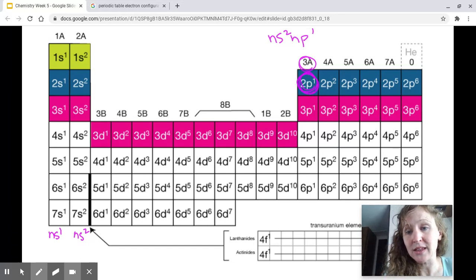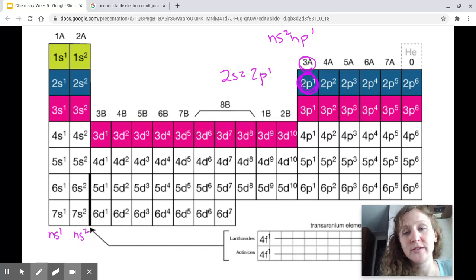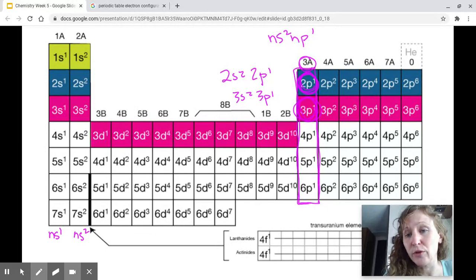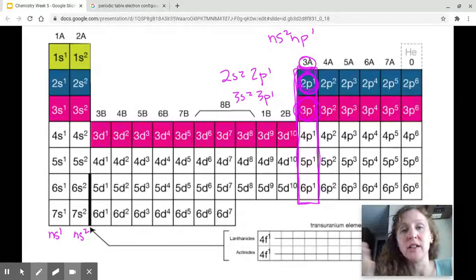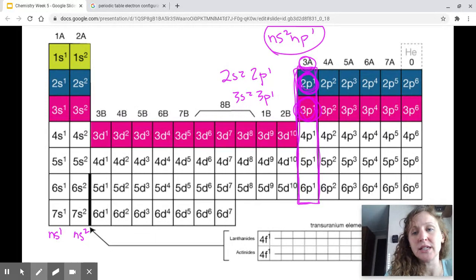If we're representing this element right here, which is boron, we would write 2s2, 2p1, right? If we're going to represent this element right here, which is aluminum, its valence shell would be 3s2, 3p1. So because the energy level changes for every element within the family, instead of writing the energy level out, 2s2, 2p1, 3s2, 3p1, we're going to write an N in the place of that, and that is the family's code.